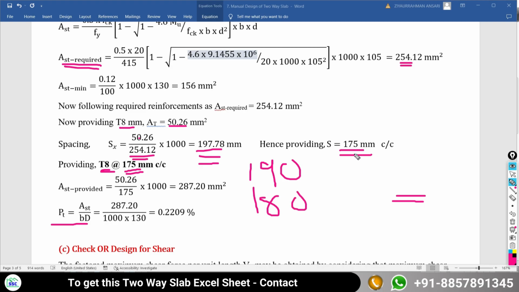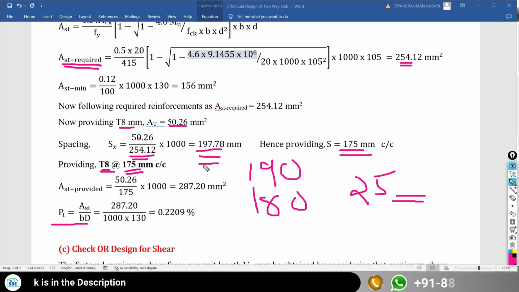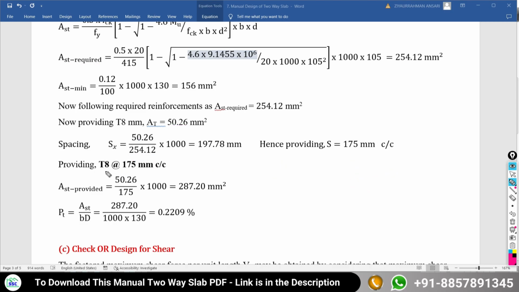Why am I taking 175? Because we are going to round down this value by 25 mm. So the lower value is going to become what? 175. Now, 8 mm diameter of bar at a spacing of 175 mm.